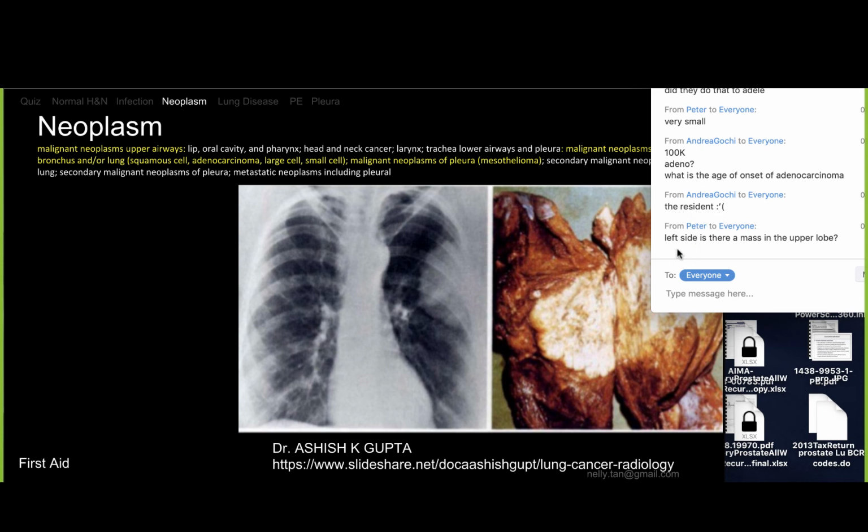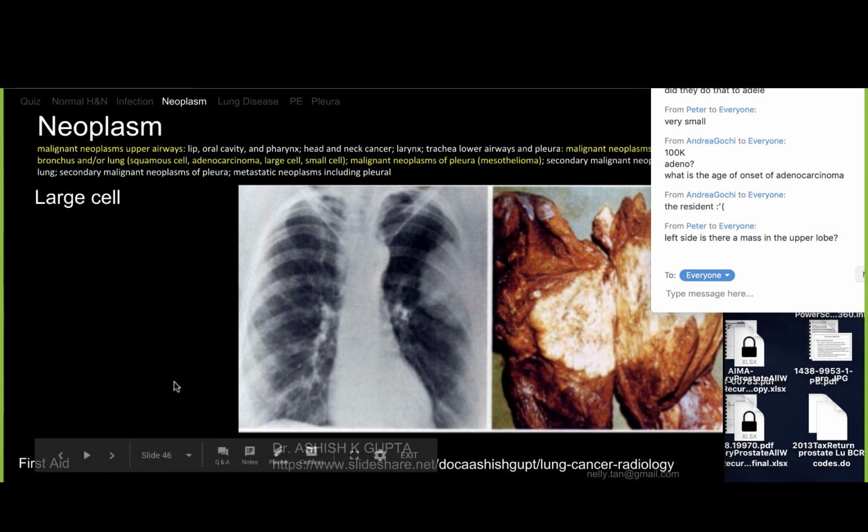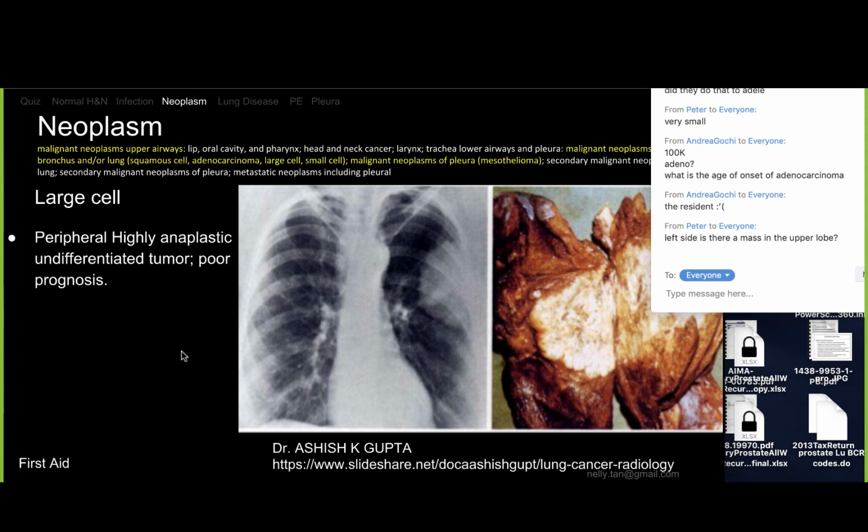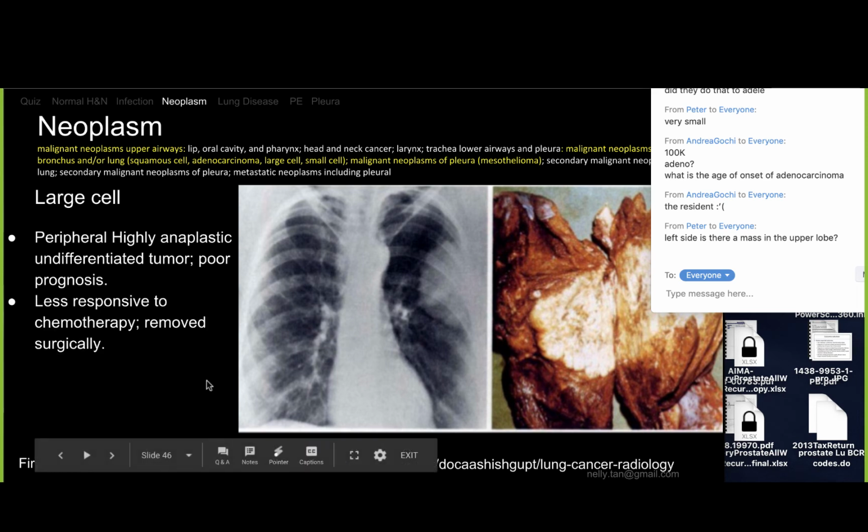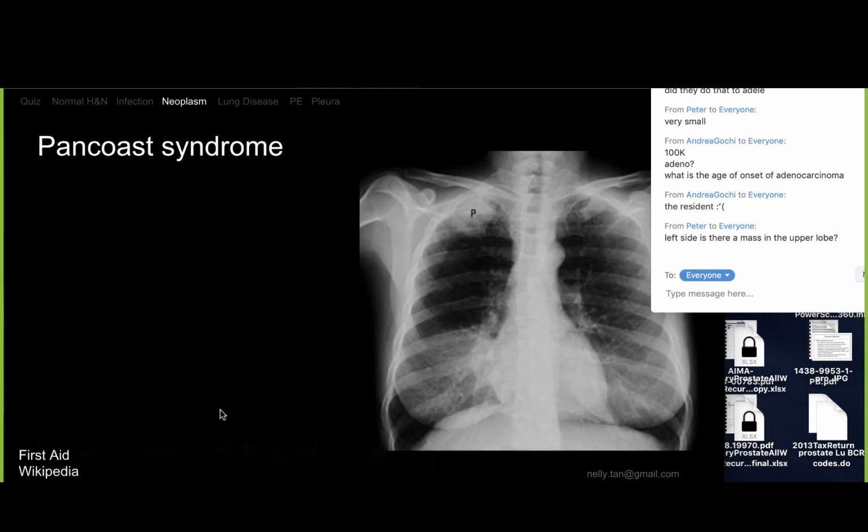So yes, Peter, there's a mass on the left side in the upper lobe. So there's a peripheral large mass, and it's a mass because you have this convex border. So this is a large cell. It's very aggressive, and patients have poor prognosis, less responsive to chemo. And this is your First Aid knowledge, pleomorphic giant cells, and they can secrete beta HCG.